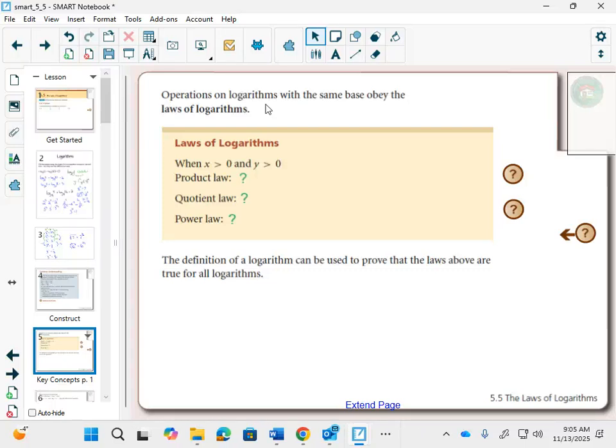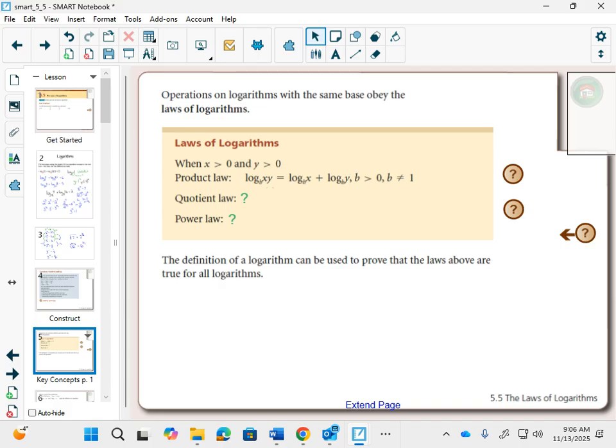Here are our first three log laws. Log law number one. Just like with powers with the same base, you add the exponents. If you have logarithms with the same base, and you're multiplying inside a logarithm, that's the same as adding two logarithms.